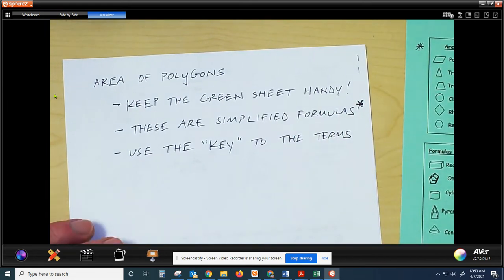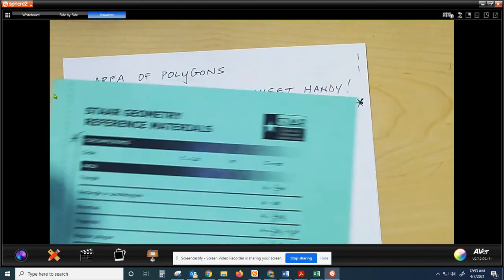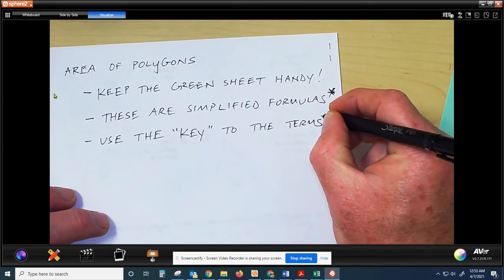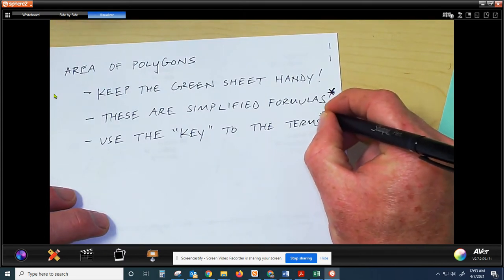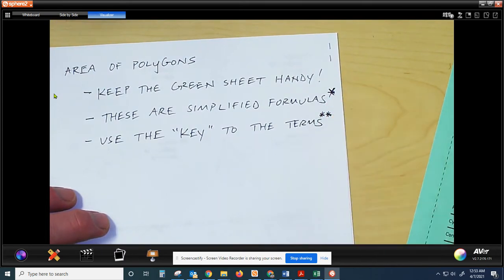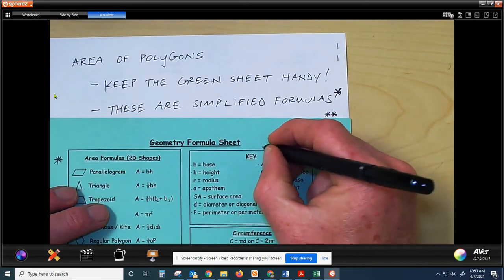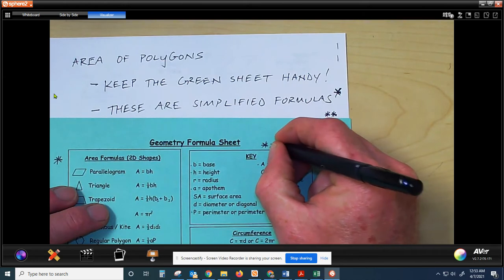Use the key to the terms. All right, and here let's have a different symbol. Let's go double asterisks. The key to the terms is here. Double asterisks.